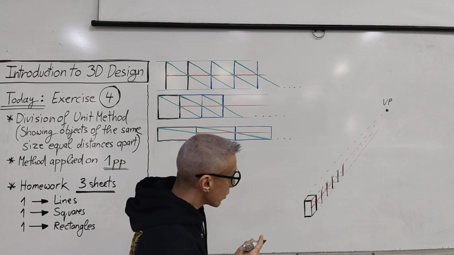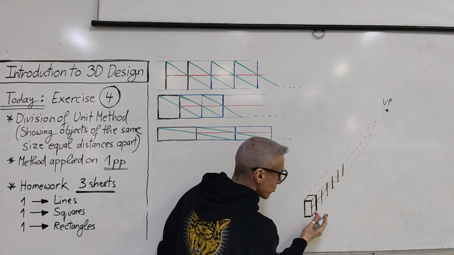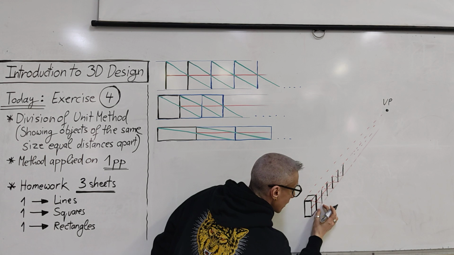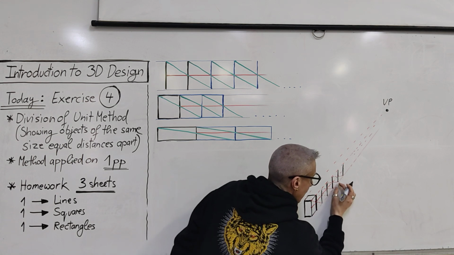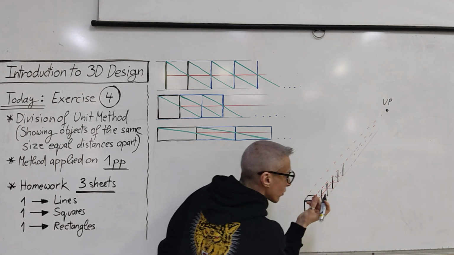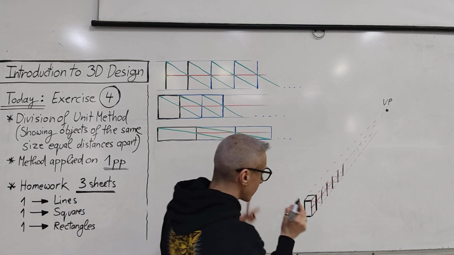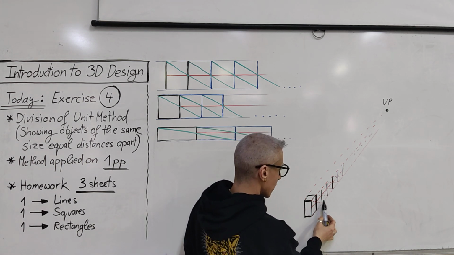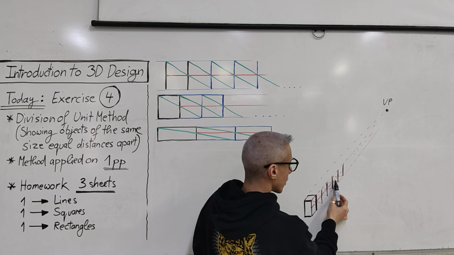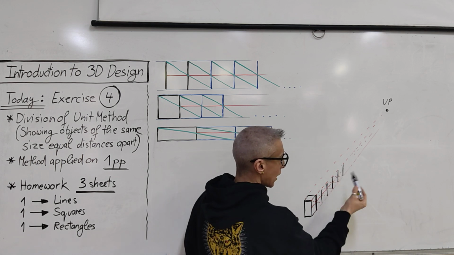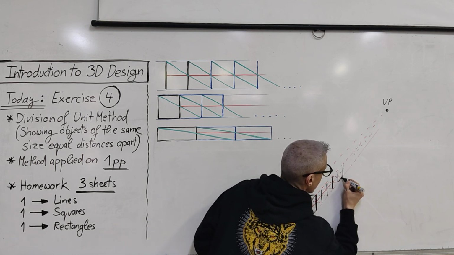So, what am I doing? I'm dividing this object, whatever I've chosen here. This should be the same size, just going in perspective, getting smaller. Now, if I say, okay, how many did I put here? 1, 2, 3, 4, and this is the fifth. Okay, I will choose this one here, the fifth, as the end.